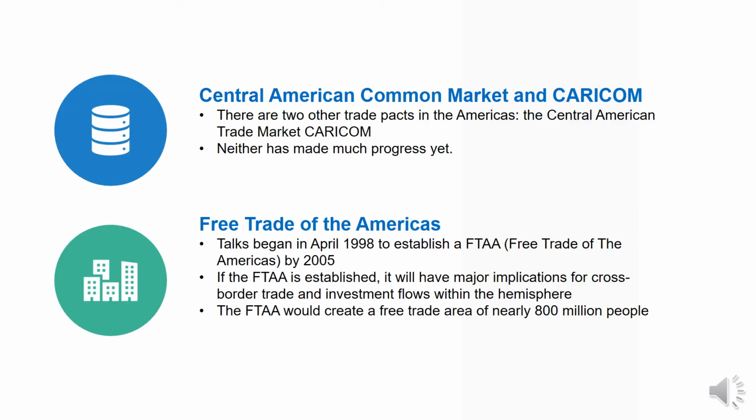Central America Common Market and CARICOM. There are two other trade pacts in the Americas. The Central American Common Market and CARICOM, neither of which has made much progress yet. Free Trade Area of the Americas talks began in April 1998 to establish the FTAA, the Free Trade Area of the Americas, by 2005. If the FTAA is established, it will have major implications for cross-border trade and investment flows within the hemisphere.